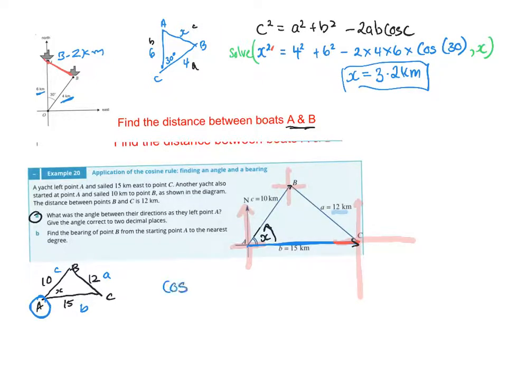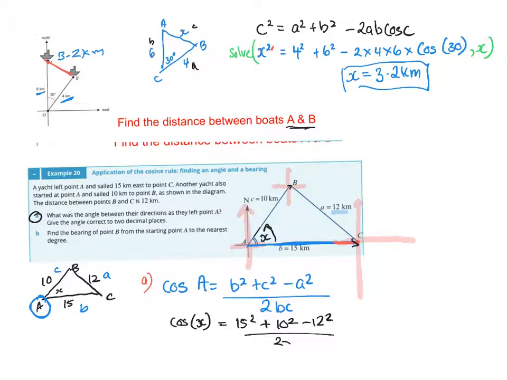So you write out the rule, cos A equals B squared plus C squared minus A squared over 2BC. Sorry, this is for part A. And then you just substitute the numbers in. So cos X equals 15 squared plus 10 squared minus 12 squared over 2 times 15 times 10. Okay, so we're going to find out what X equals on the calc.